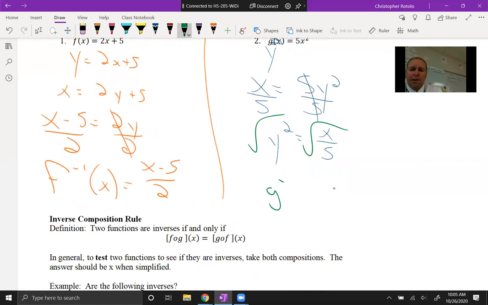So I'm going to go ahead and just write it as g to the negative first power. That means the inverse of g is the square root of x over 5. And we know we could write this with a 1/2 power if we need to do anything with that. So those should be inverses.